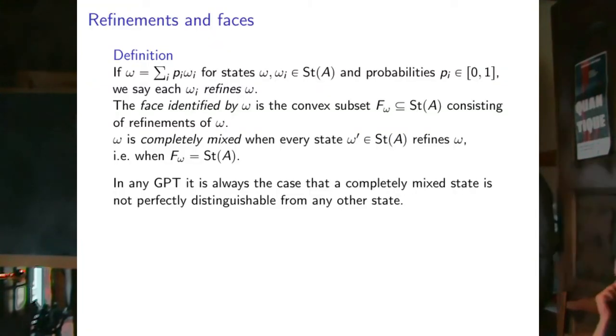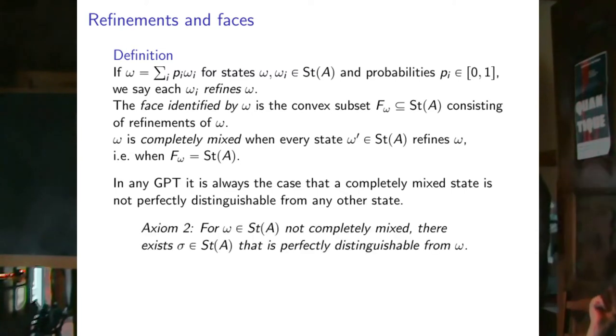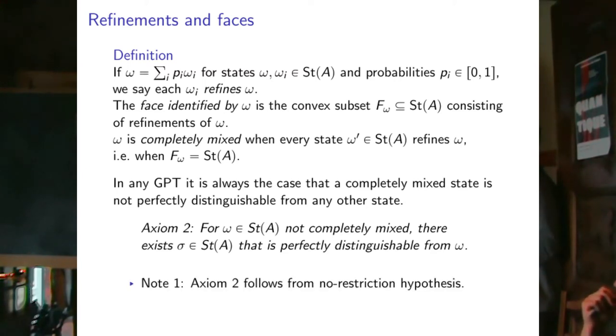So it's always the case that you can never perfectly distinguish a completely mixed state from any other state, because you always have some overlap probabilities. And their axiom 2 states the converse. So if the state is not completely mixed, then there must be some state that you can perfectly distinguish from it. They note, although I don't really understand the argument, that if you have the no restriction hypothesis, so that every mathematically definable effect, every mathematically definable state is also a physical state, then you get this for free. So this is an operational way to state this. And a pure state is precisely one where the face only contains omega.